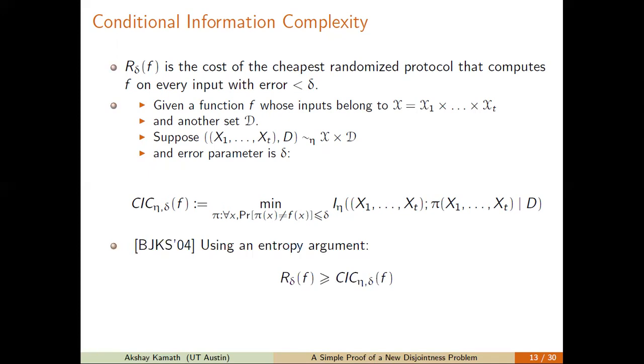Another theorem from the paper of Bar Yosef et al. is proven using an entropy argument, and this theorem states that the randomized communication complexity of any function f is at least the conditional information complexity of f with respect to any distribution eta. So in order to prove a good lower bound for the randomized communication complexity, we need to find a hard distribution for which the conditional information complexity of f is large.